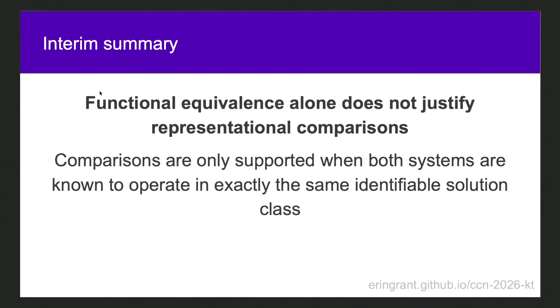So a small interim summary: functional equivalence alone does not justify representational comparisons. In theory, they could be arbitrary. Comparisons are only supported when both systems are known to operate in exactly the same identifiable solution class. So if I compare two brains, or if I compare a brain to a network, I need to know that they are both picking, for example, minimum representation parameterizations. If they do, then my comparison becomes meaningful again, but only then.